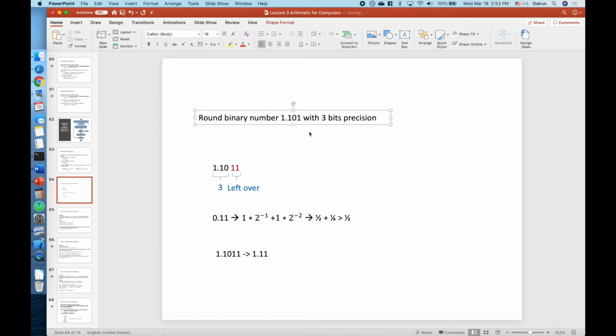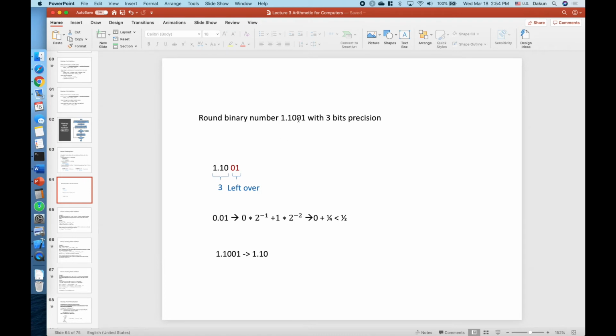And if we have the binary number 1.1001 and we try to round it with 3-bit precision, what is left over is 01. Translating 01 to decimal, we get 0 times 2 to the power of -1 plus 1 times 2 to the power of -2. Then we get 0 plus 1/4, which is smaller than 1/2. So this number is rounded to 1.10.